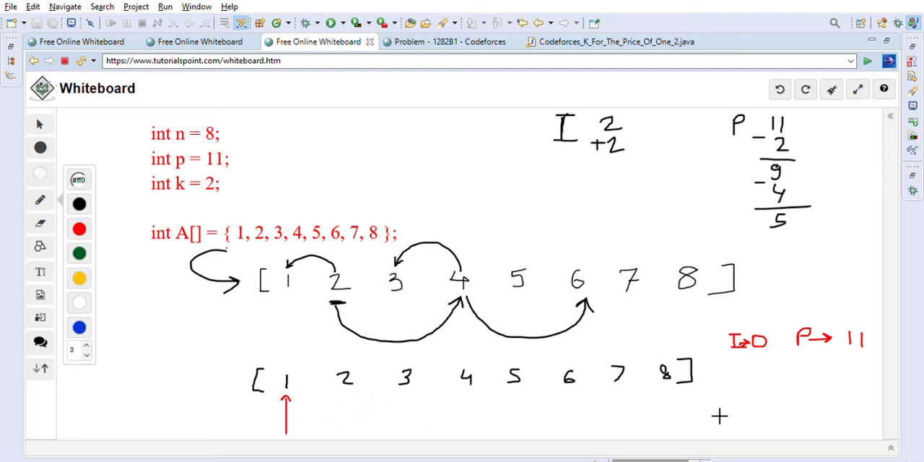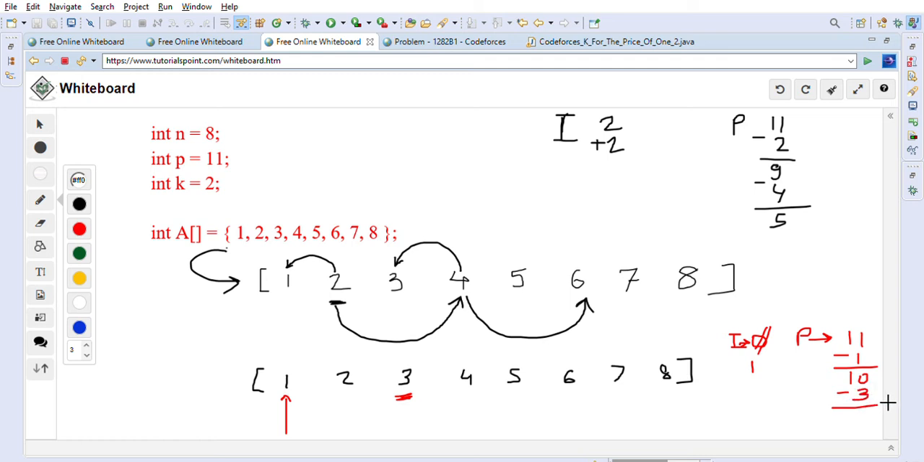It is less than 11, so we can buy this item. So now our coins are 10. Our items go from 0 to 1. Now items became 1, right? We started with this item, and now in the second approach we will start with this item. So 3 is less than 10, so we will buy this item. So 10 minus 3 is equal to 7.